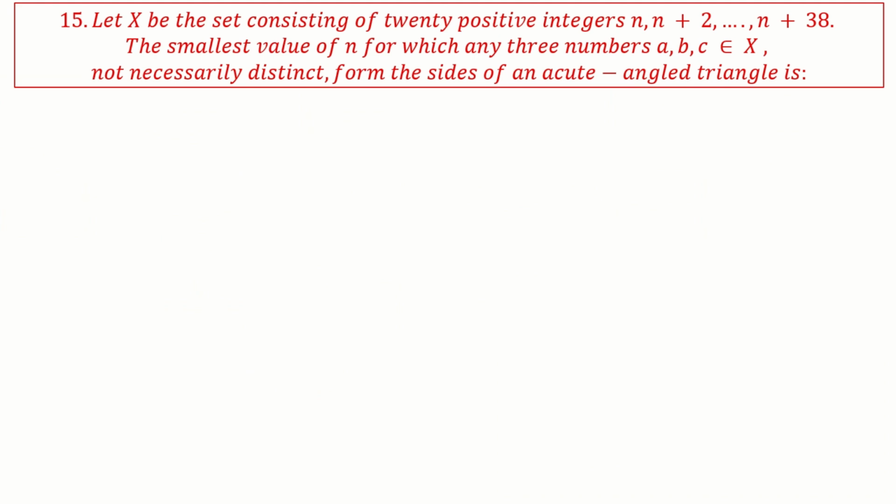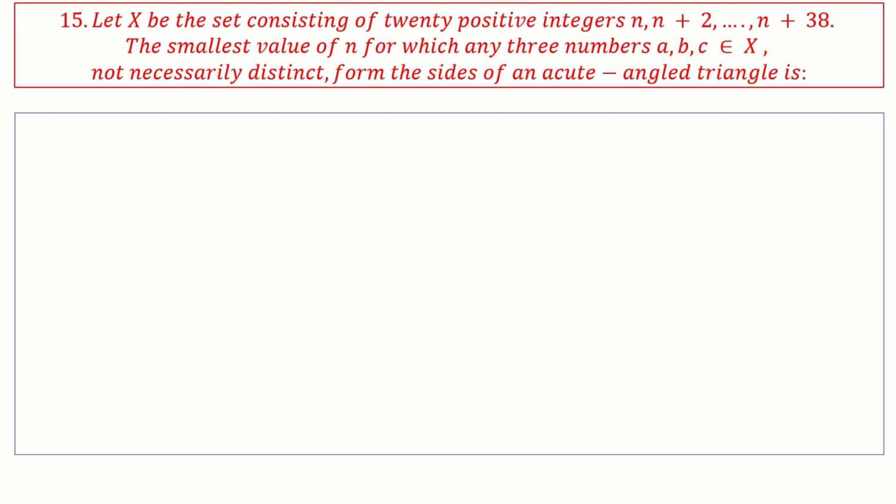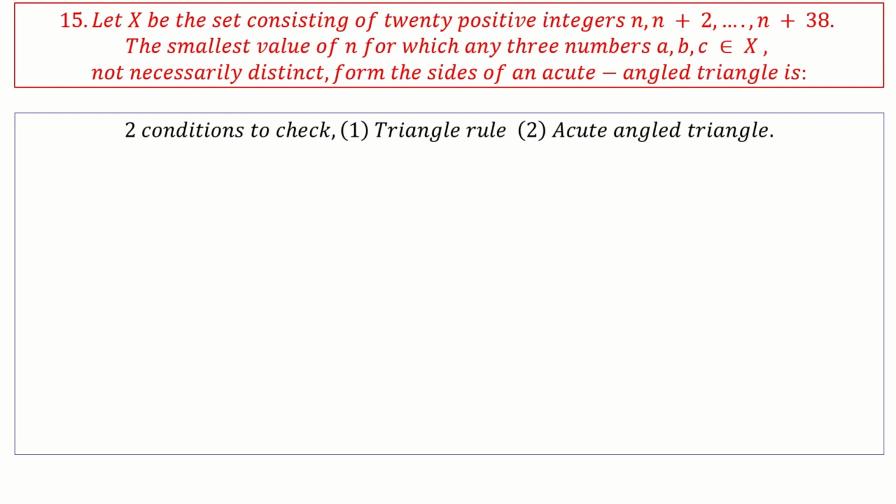Let X be the set consisting of 20 positive integers. What are the 20? N, n plus 2, n plus 4, up to n plus 38. The smallest value of n for which any three numbers a, b, c belonging to X, not necessarily distinct, form the sides of an acute angle triangle. Now remember all the acute angle triangle rules and triangle rules. Once you apply that, you will get the answer.